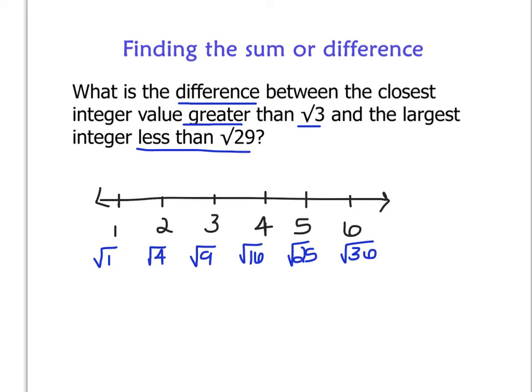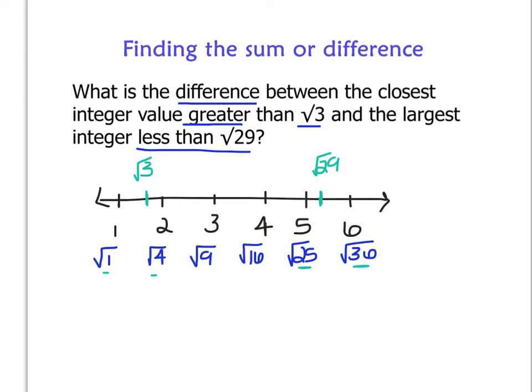Okay, so square root of 3, let's place that, is in between square root of 1 and 4. A little closer to 4, so it's going to go right about here. And the square root of 29 is in between square root of 25 and square root of 36. A little closer to 5. Okay. So now this one isn't asking for numbers in between. So let's read carefully for what it wants to ask.